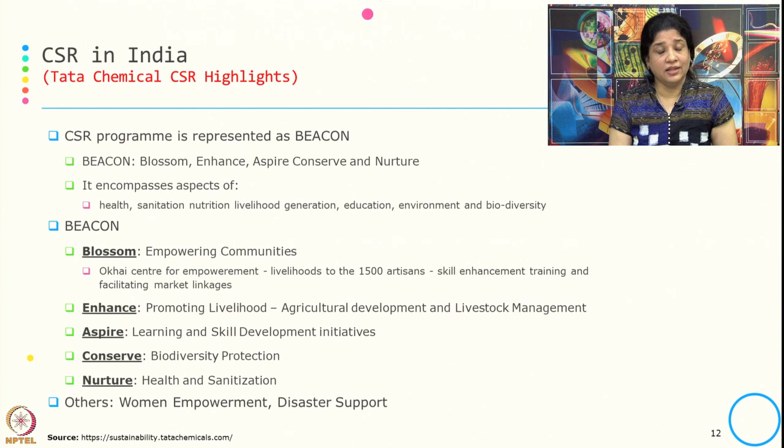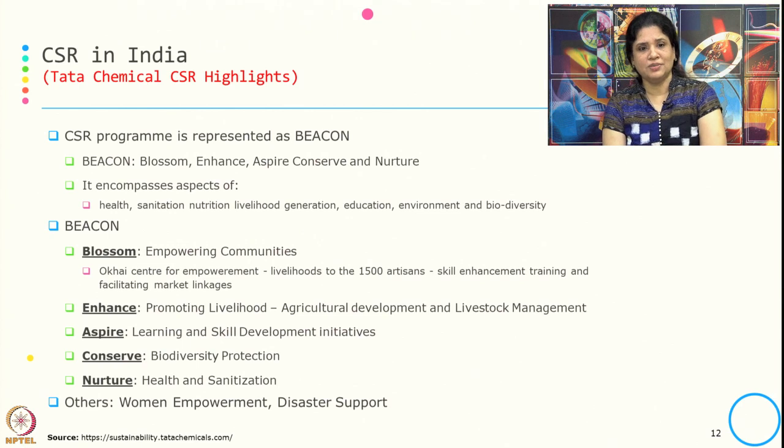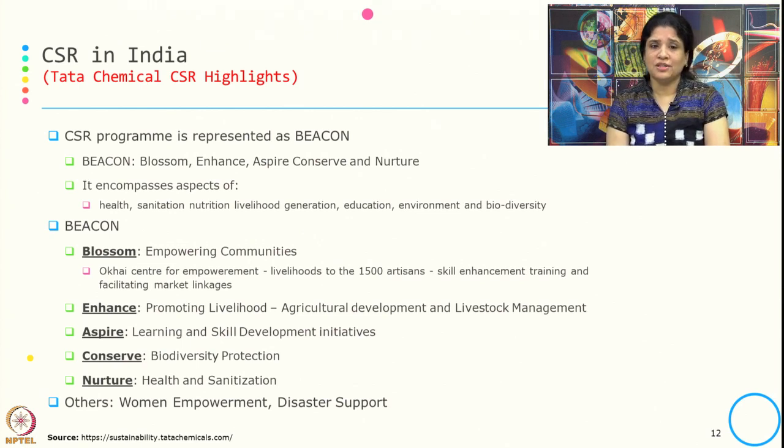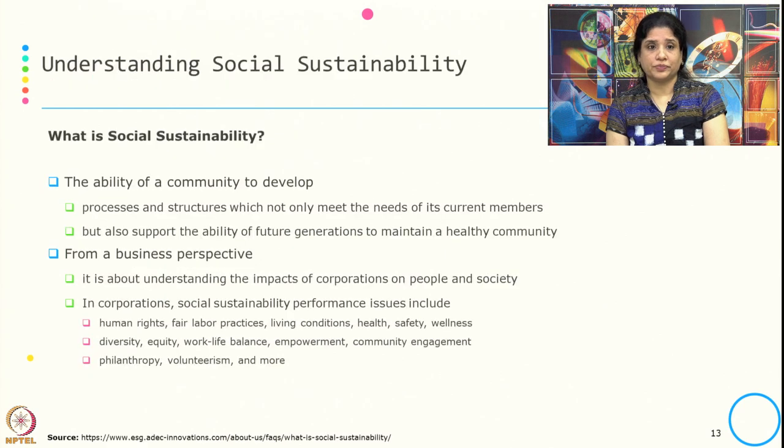through skill enhancement training and facilitating market linkage, and this is one of the successful platforms where the sales of handicraft and handloom are increasing. Under enhance, they are promoting livelihood, agricultural development and livestock management. Similarly, aspire focuses on learning and skill development initiatives, conserve is biodiversity protection, and nurture is health and sanitation. Apart from this, they also focus on women empowerment and disaster support.